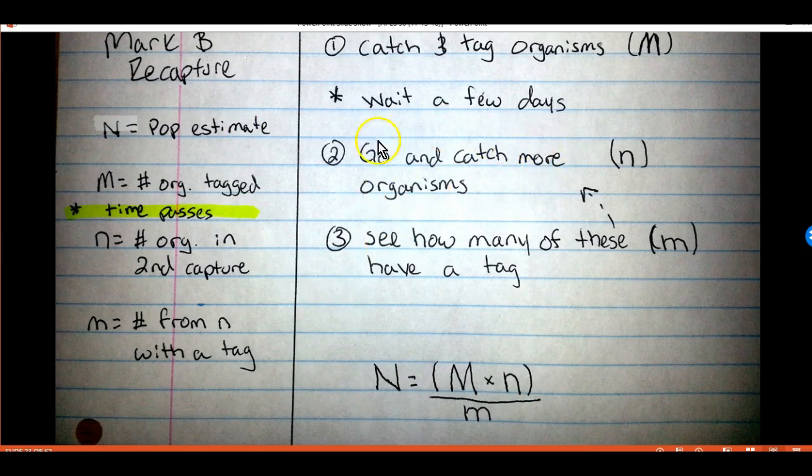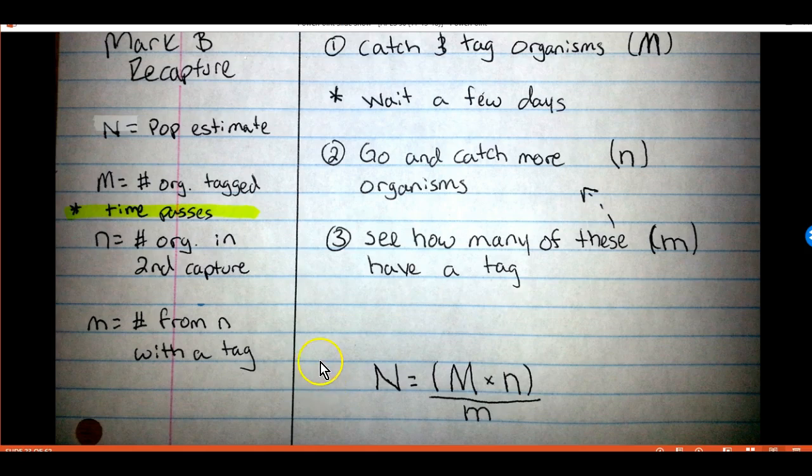Now, once you go out and capture this number, you have to see how many of them have the original tag that I put. That will be your little m number. Then you just put it into this equation: big M, how many did I originally capture and tag, times little n, how many did I capture the second time, divided by little m, how many of little n were marked.